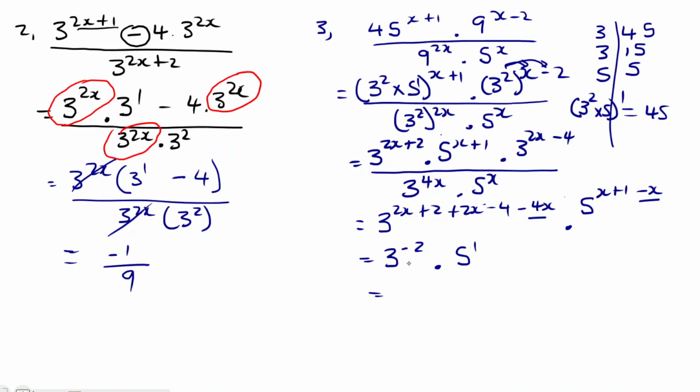So now we have something like, we can change now this to 1 over 3 squared times the 5. So that means that the 5 is on the numerator over 3 to the power of 2. Now 3 to the power of 2, you can put it as 9. So the answer is 5 over 9.